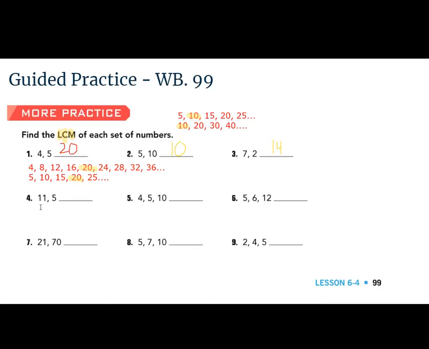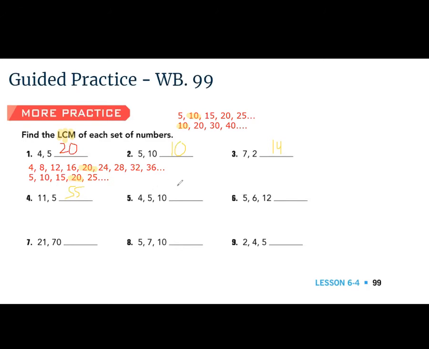How about between 11 and 5? Now, here's my 11 piece. Do 11 and 5 have anything in common with them? Nope. So then their least common multiple has to be their two prime factors multiplied together. What's the least common multiple of 11 and 5, everybody? It's 55.